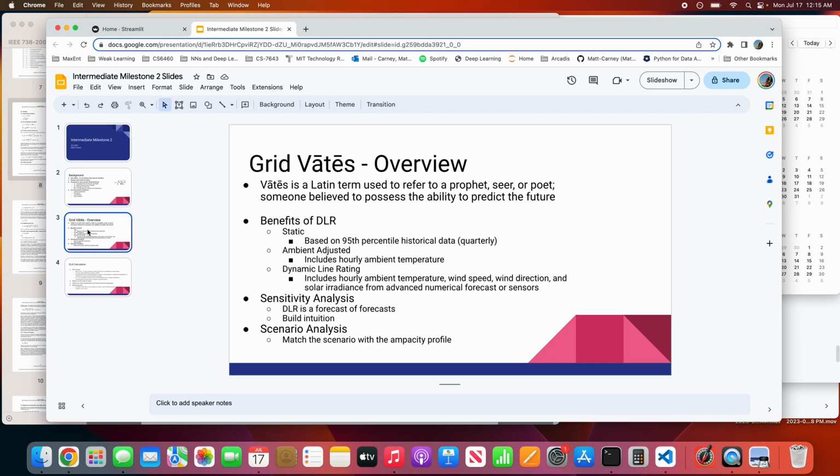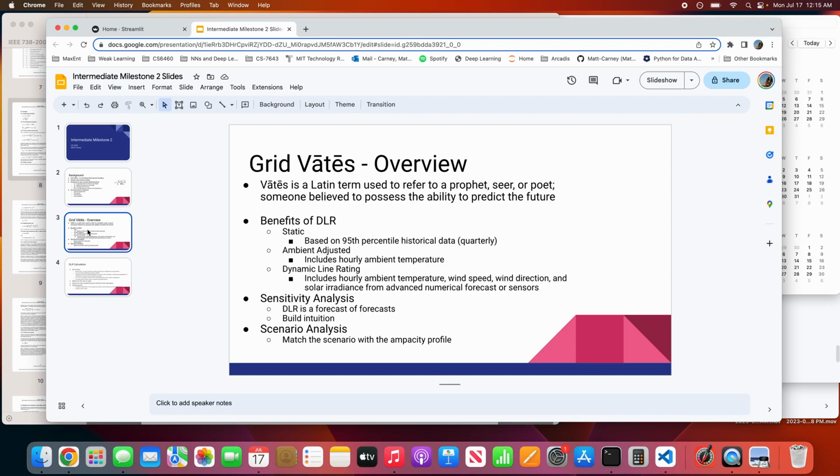Okay, so as an overview, like I mentioned, the app I'm building is called Grid Vatis. Vatis is a Latin term used to refer to a prophet, seer, or poet, someone who is believed to possess the ability to predict the future. And so there's three main components to it. So the benefits of a dynamic line rating.